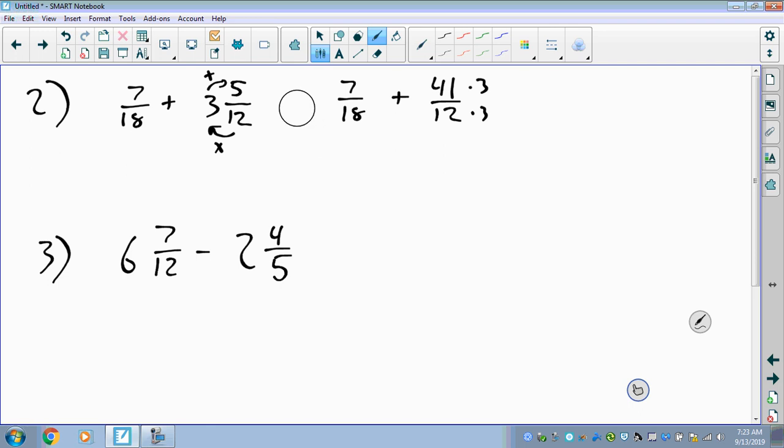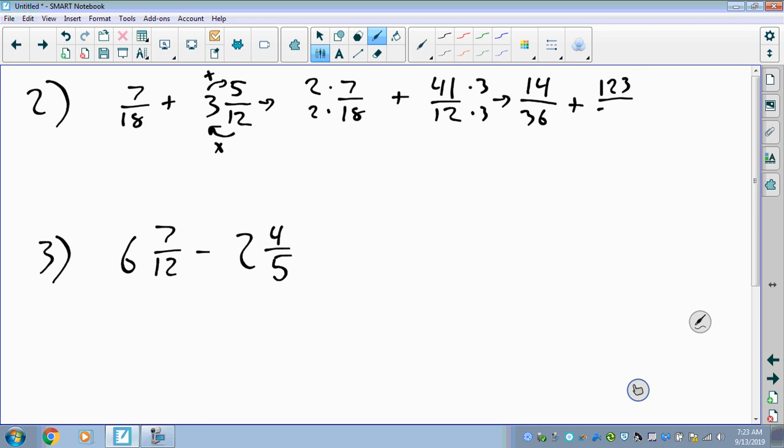18, to make 18 into 36, I've got to multiply by 2. So multiply by 2, multiply by 2, right? Well, now I'm going to get a new problem. I'm going to get 14, right? So 2 times 7 is 14. 2 times 18 is going to be 36. And over here on the right side, 41 times 3 is, my brain hurts, 123, I think.